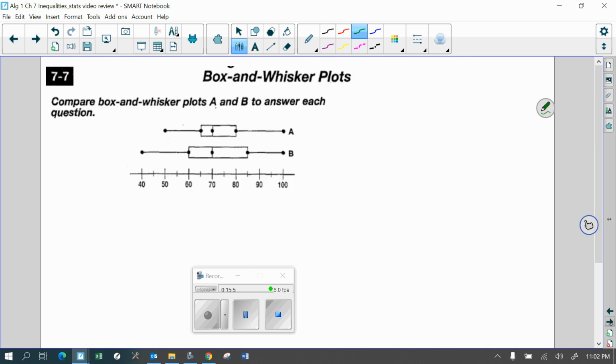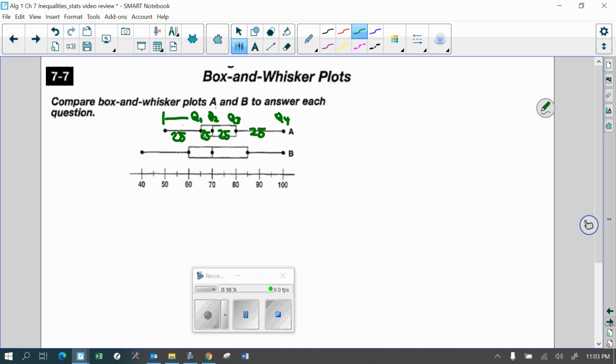Okay, next. Box and whisker. Compare box and whisker plots A and B to answer each question. So I'm going to just tell you the types of questions. First off, this is Q1, Q2, Q3, Q4. Okay. Q1, what that means is 25% of the data is below it. It's 25% from each quartile. So from the beginning to this, that's 25%, 25% there, 25% there, 25% there.